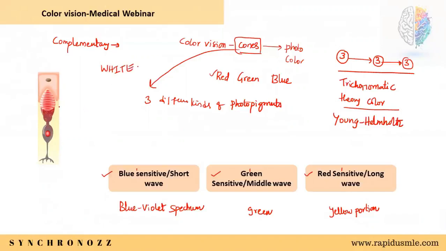When it comes to color, there are three characters of color. One is hue, the other is intensity of color, and the third is the saturation of color. These are the three primary characters of a color, and these three are well appreciated by the cones. So this is the Young-Helmholtz theory. Let us move to the next one.